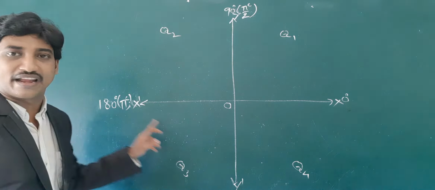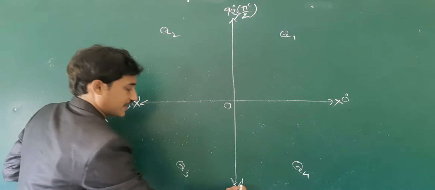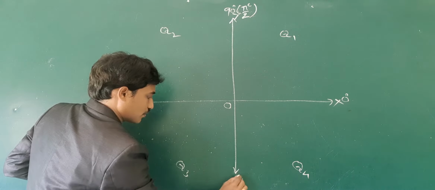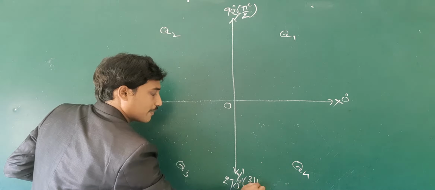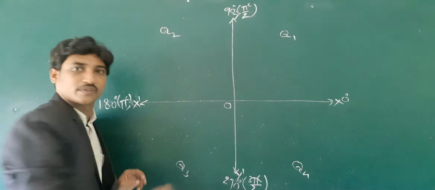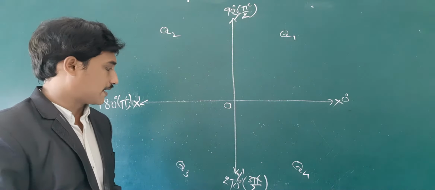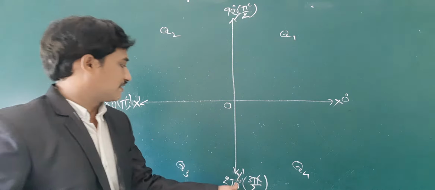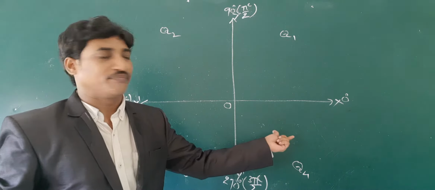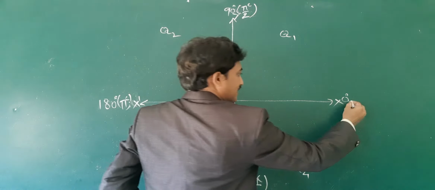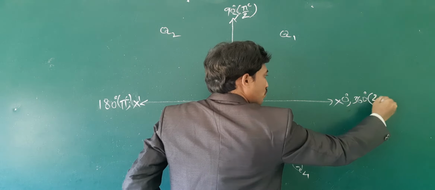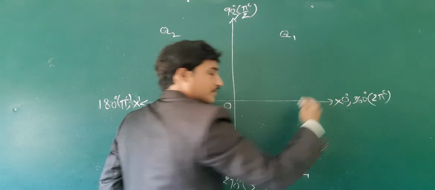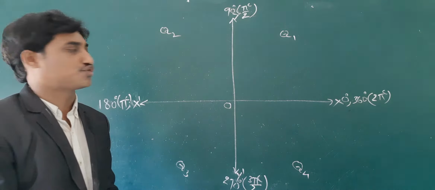180 plus 90, that is 270. So 270 degree or 3 pi by 2 radian. Next, 270 plus 90, that is 360. 360 degree or 2 pi radian. These are the quadrant angles.